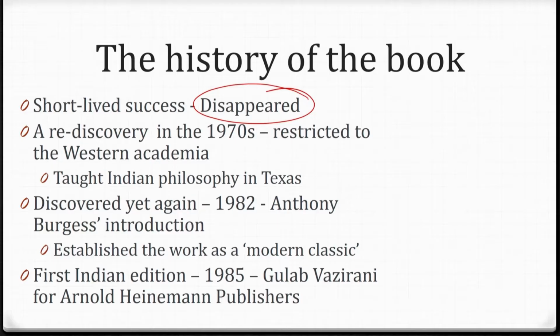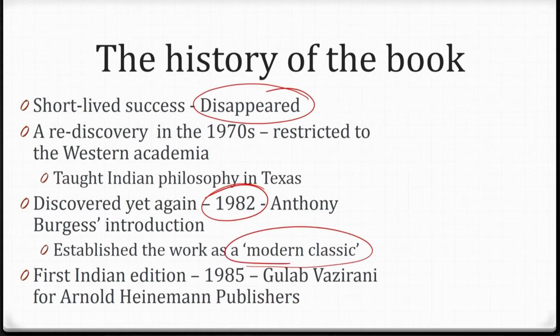One of this happened in the 1970s when there was a rediscovery of this work. This was during the phase when Desani was teaching philosophy in Texas. However, this sort of an interest was restricted to the Western academia. It was mostly his students who revived an interest in this, and even today, some of the best known works on G.V. Desani's All About H. Hatterr could be found only from the Western academia.